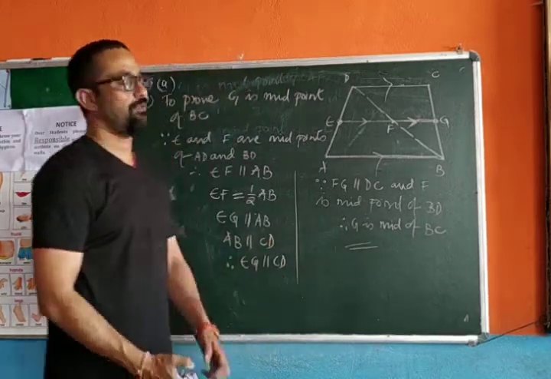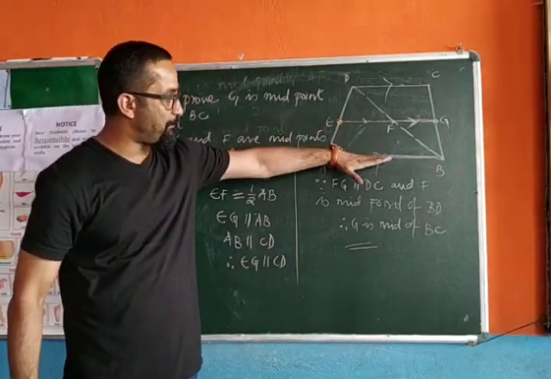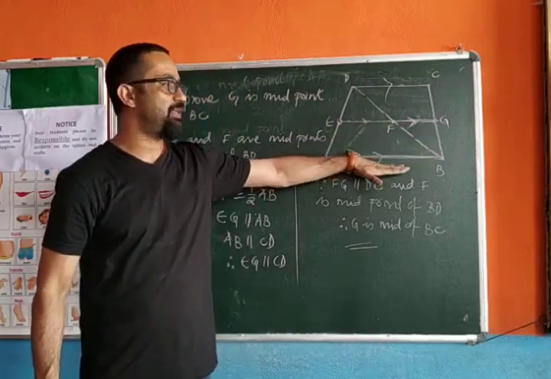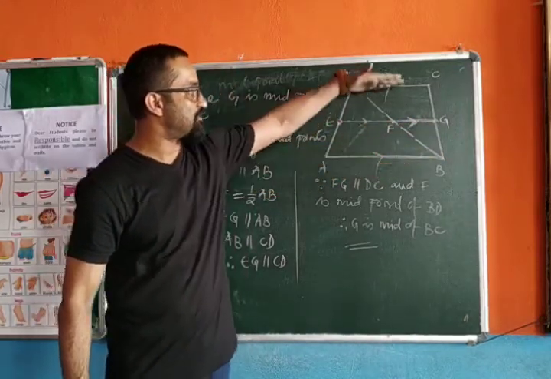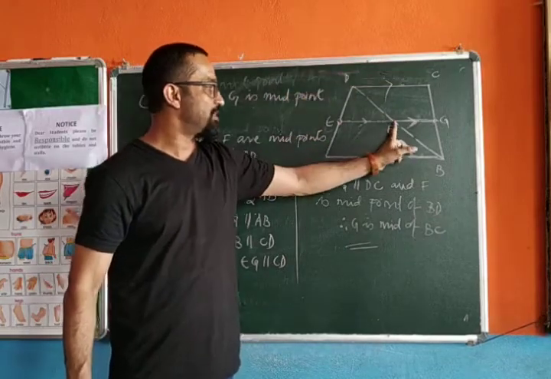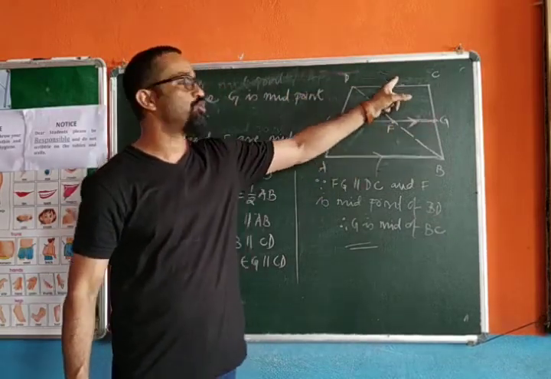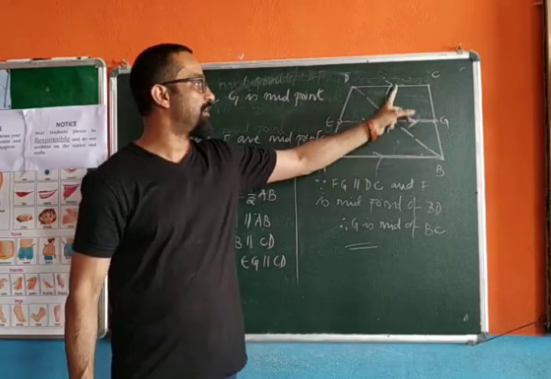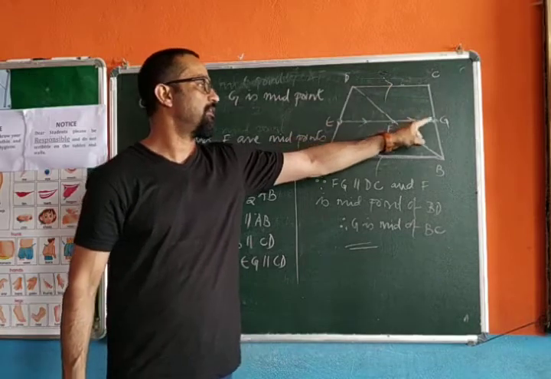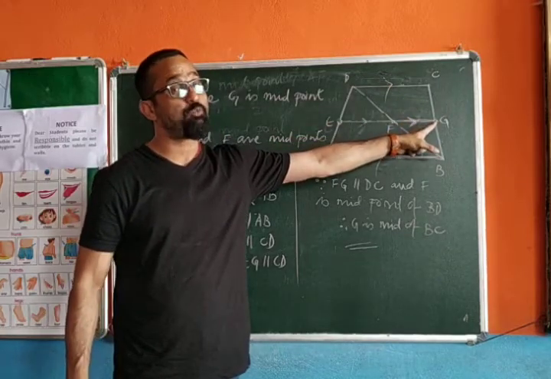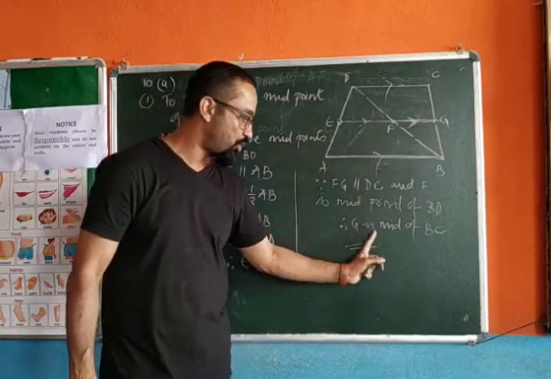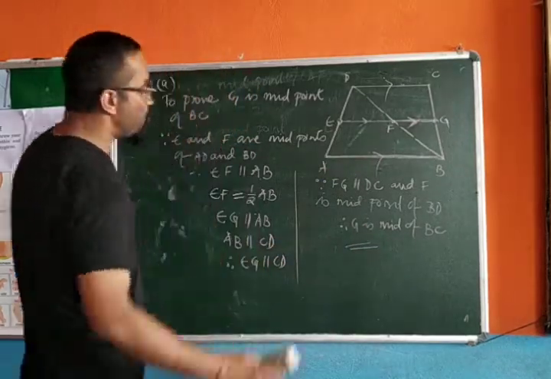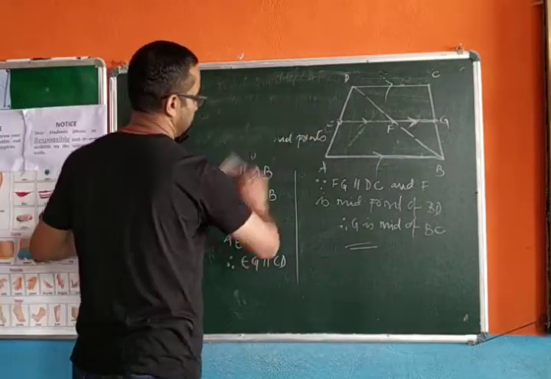Proved. First you prove these two are parallel, then take EG is parallel to AB, and since AB is parallel to DC, so this EG will be parallel to DC, and the line passing through the midpoint and parallel to the third side always passes through the midpoint of the second side. This is what was asked in the question to prove. Now you have to calculate the second part.